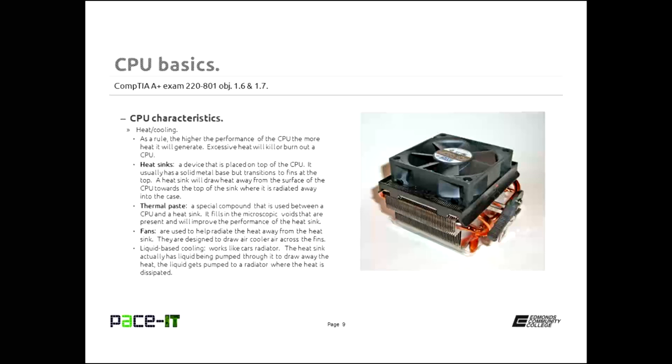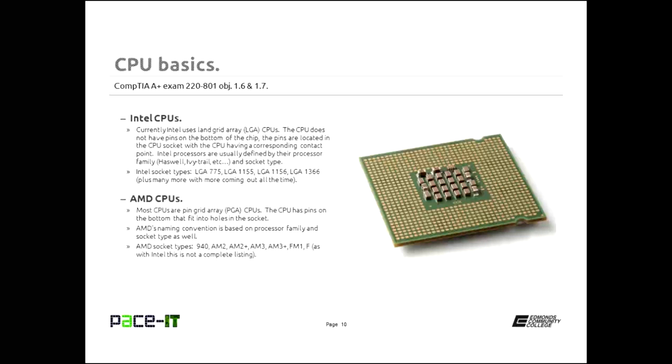So now that we have those basic CPU characteristics out of the way, let's talk about some CPUs. And we're going to start with Intel. Currently, Intel manufactures Land Grid Array CPUs, LGA CPUs. The CPU does not have any pins on the bottom of it. The pins are actually located in the CPU socket on the motherboard. And the CPUs have corresponding contacts, those little bumps that you see there in the image, that match up to the pins that are in the socket.